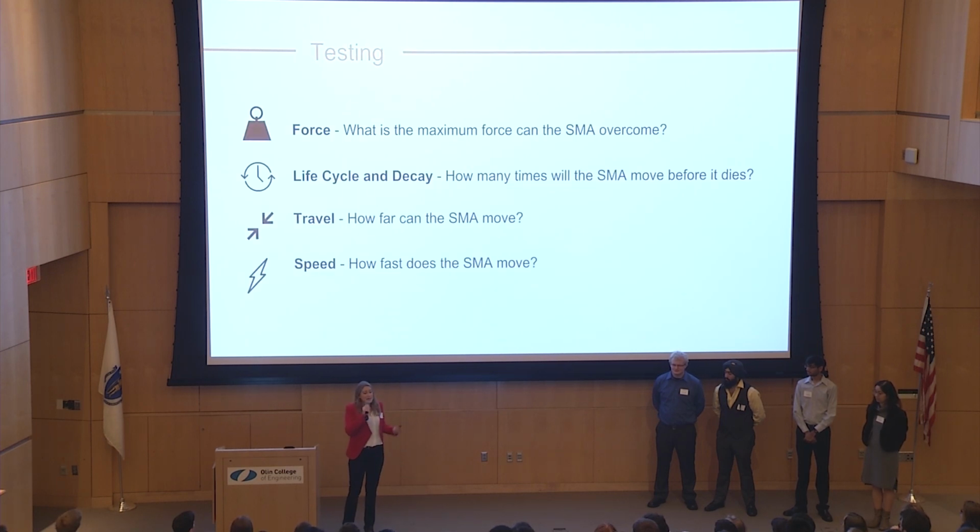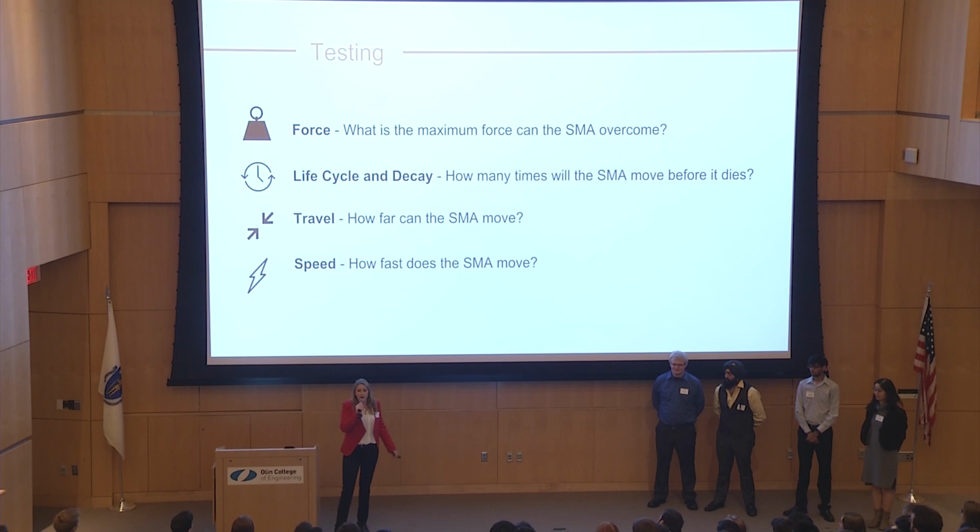Once we had the shape memory alloy, we had to test it and make sure that it had all of these key requirements that TE was requiring of us. So first thing we did was the force. So what's the maximum force that an SMA can overcome? Airplanes are harsh environments sometimes, and so it needs to be able to get through that. Also the life cycle and decay. How many times will the SMA move before it dies? As I said, for certain things like propulsion, it's important that it can keep going for a while. And you don't want to be changing this after every single flight.